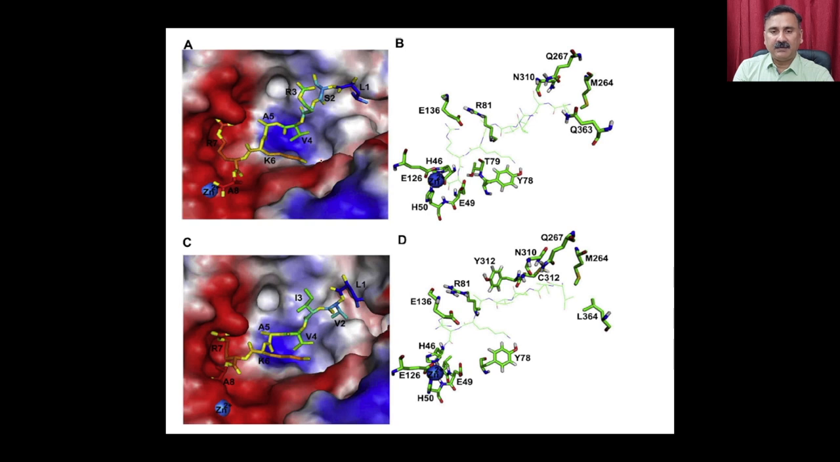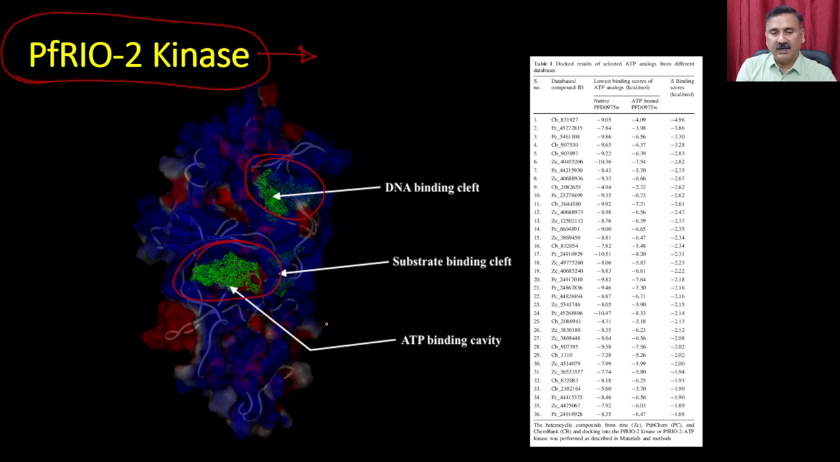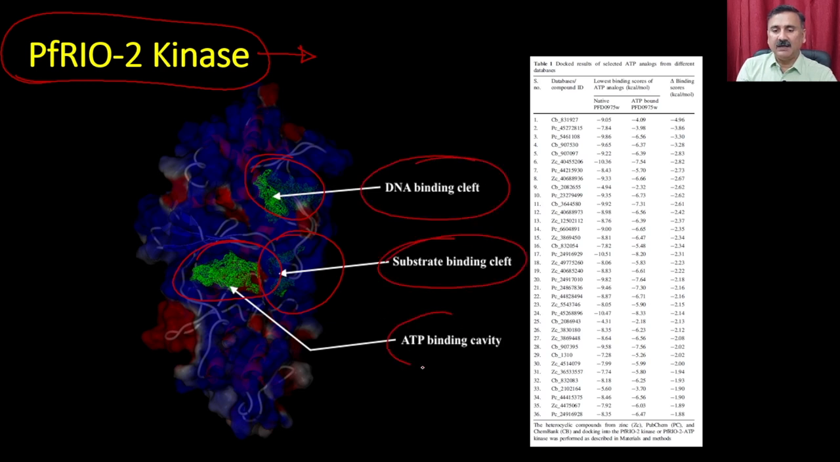Apart from that, there was another enzyme called PFRIO2 kinase, and that can also be used for the ligand-based approach. PFRI2 kinase has a DNA binding cleft, a substrate binding cleft, and an ATP binding cleft, right? So this is the substrate binding cleft and this is the ATP binding cleft. Taking these into account, we took the ligand and searched different types of molecules in the database. These are the different molecules present in the database.